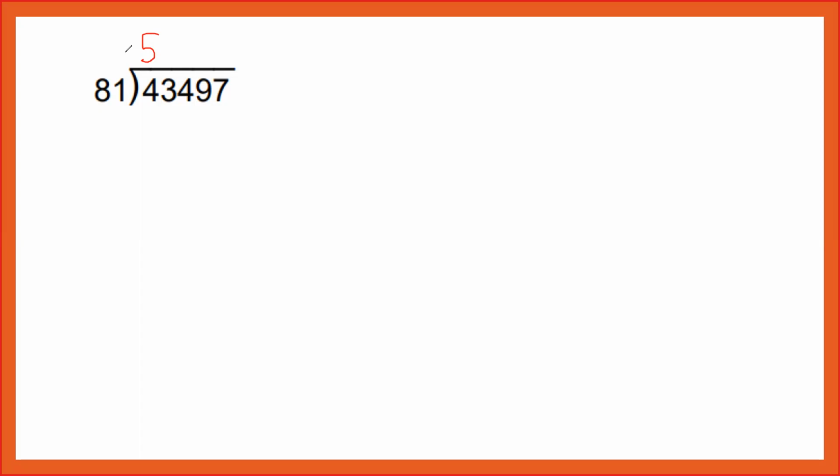Yes, Rodina. 5 multiplied by 1? 5 times 1 is 5. And then 5 times 8? 40. Now, okay, 405. Now 4 and 5. It doesn't work. Minus 4 and 5.